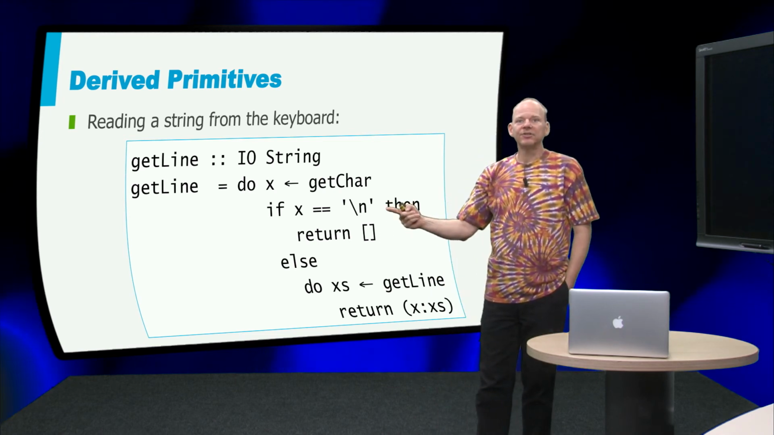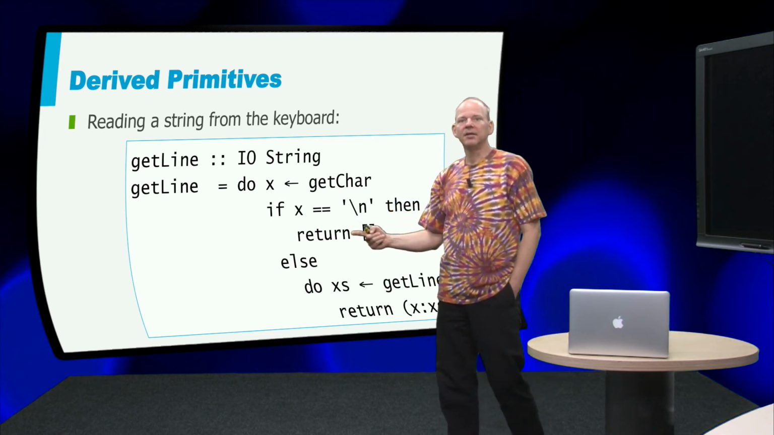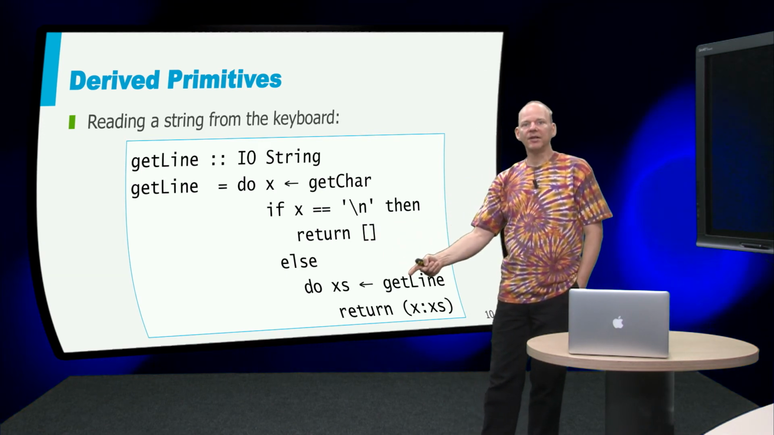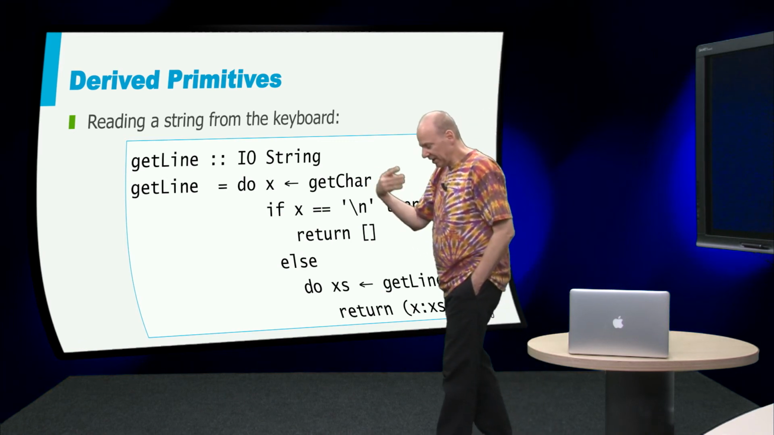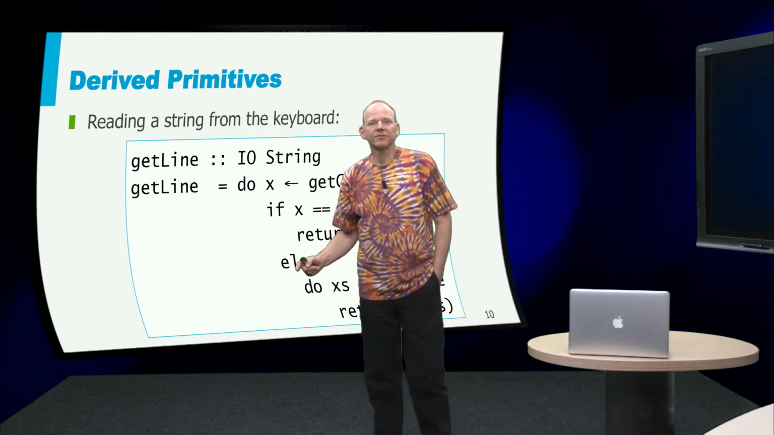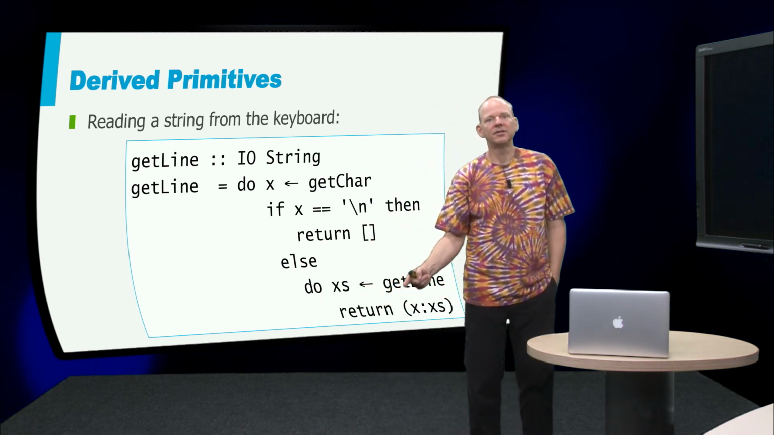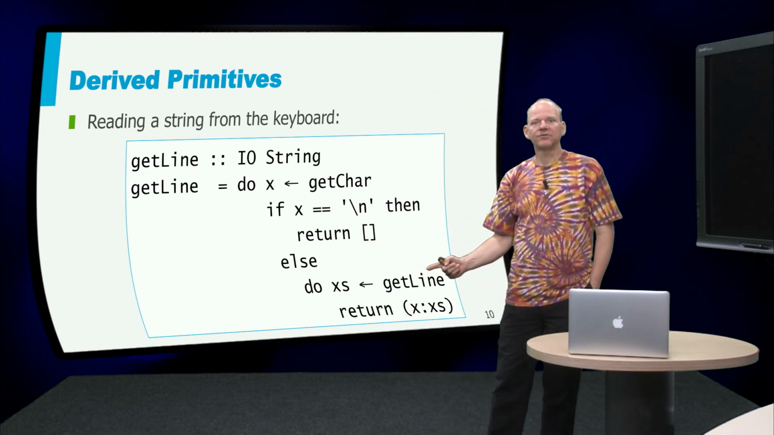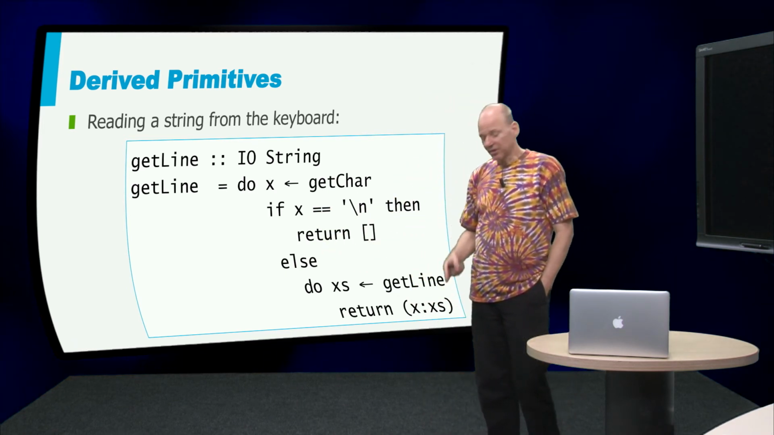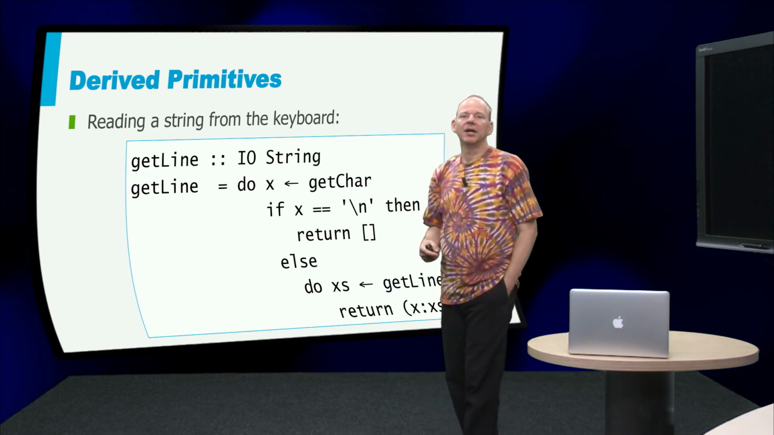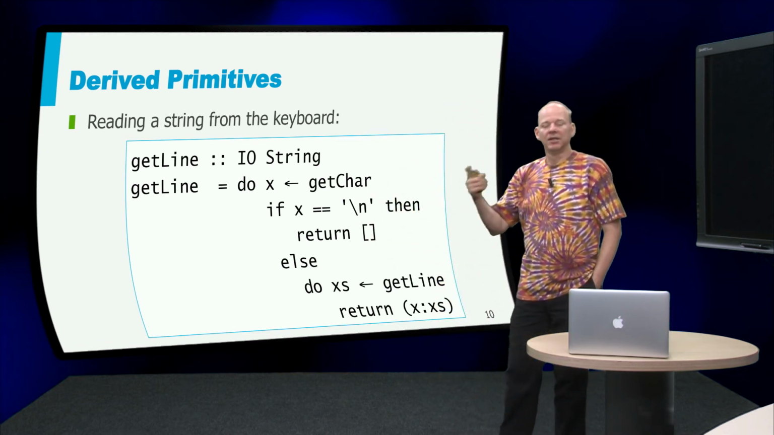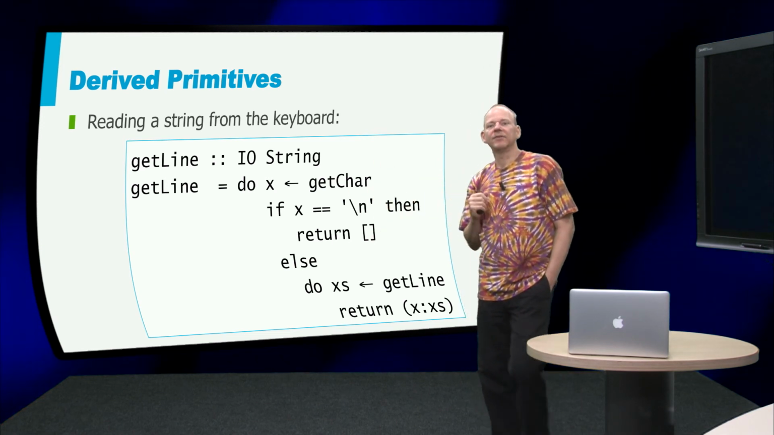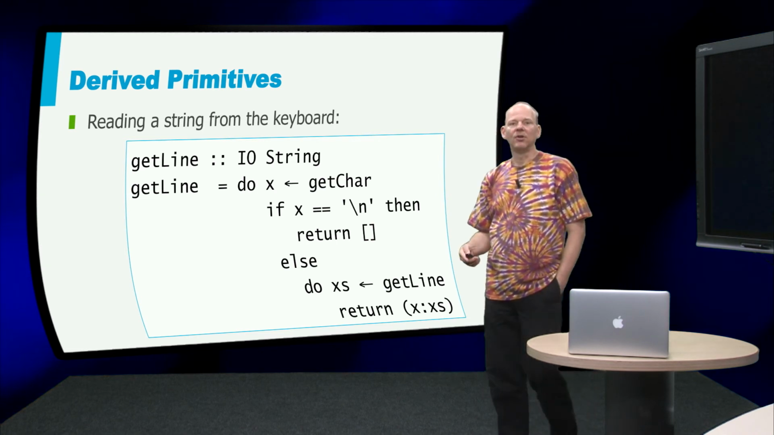Well, if the character that we just read is the newline, then we're done, so we return the empty string. Otherwise, we recursively read the rest of the characters, and then we return the previous character that we read concatenated onto the string that we recursively read. So another kind of recursion here, where we just call the function itself recursively until we hit a newline, and then we return all the values.